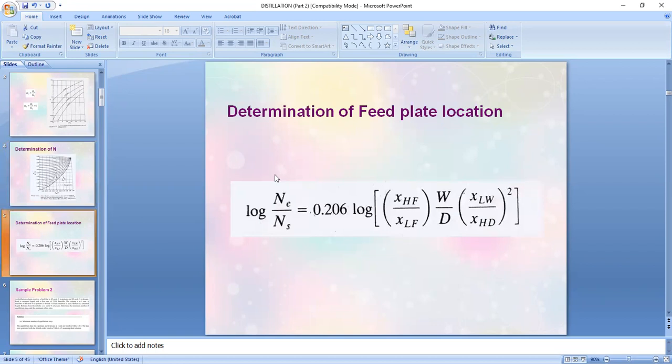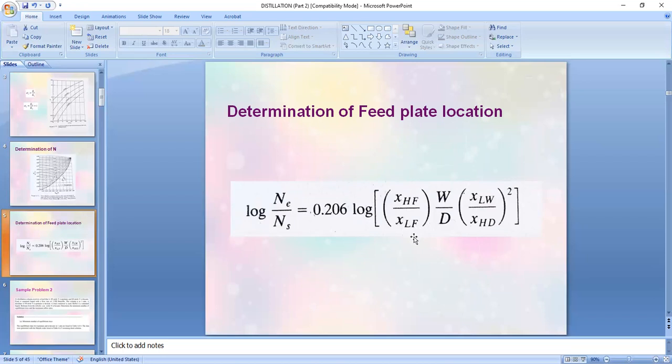Now, what do we have in here? You have the log of the ratio of the number of stages in the enriching section to the stripping section number of stages. The H and the L that you see here in the formula mean the higher boiling point component and the lower boiling point component. The F here means it's in the feed. So you are to get the mole fraction of the high boiling point component in the feed and the mole fraction of the low boiling point component in the feed.